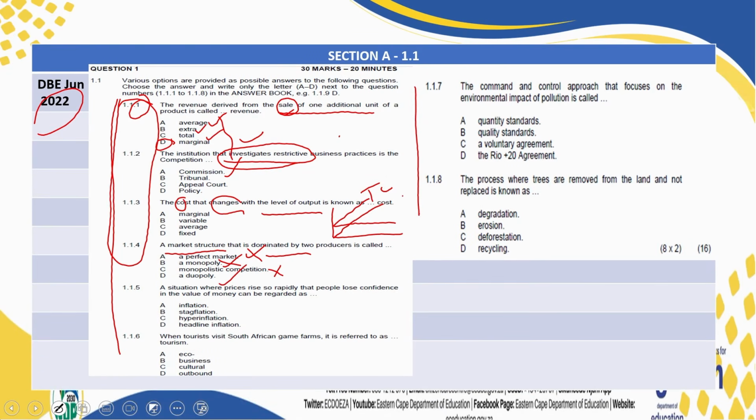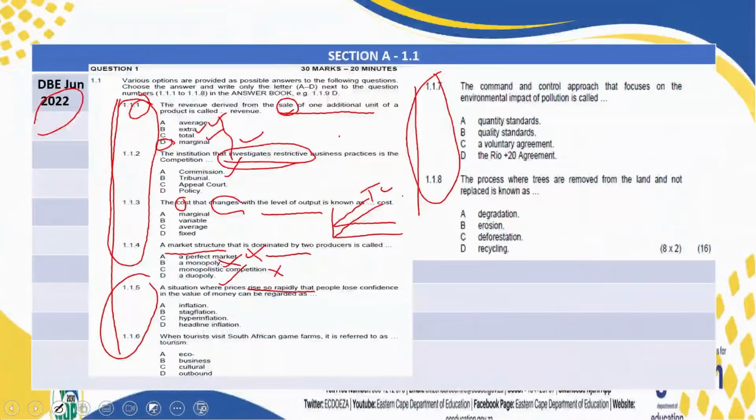Now, if you look closely, from 1.1 up to 1.1.4, this is our microeconomics. From now onwards, your mindset should change. We are now going to be looking at contemporary economic issues from 1.1.5 up to 1.1.8. Let us have a mindset that is saying we are doing contemporary. Now, 1.1.5, a situation where prices rise so rapidly that people lose confidence in the value of money can be regarded as what?